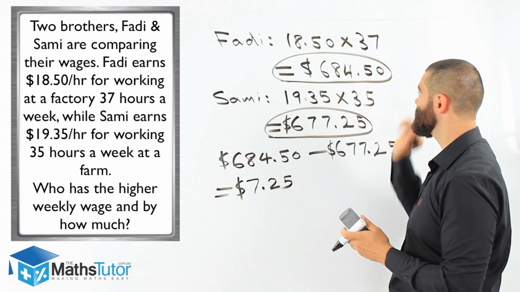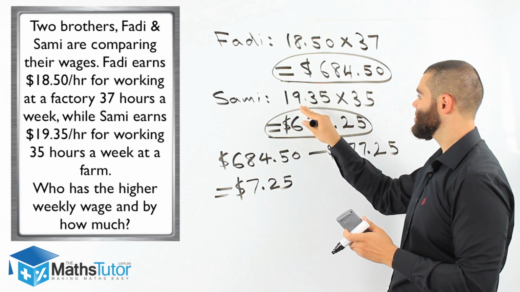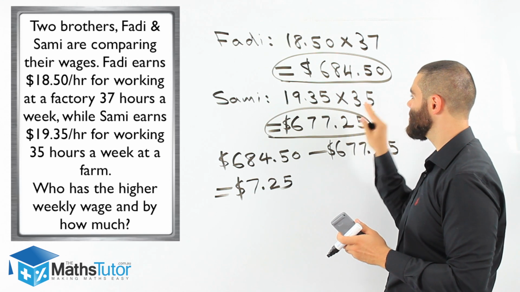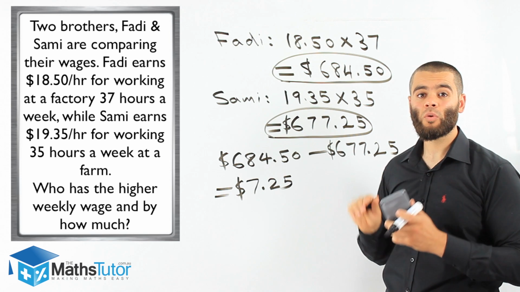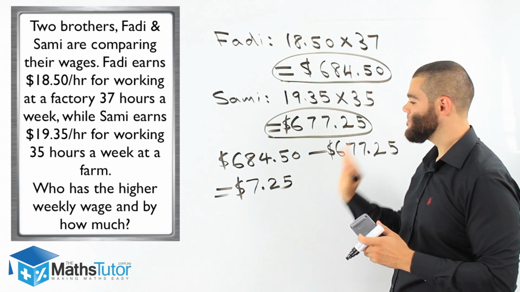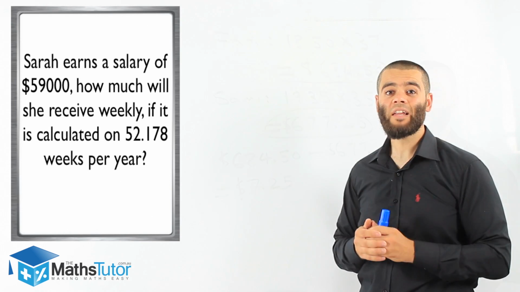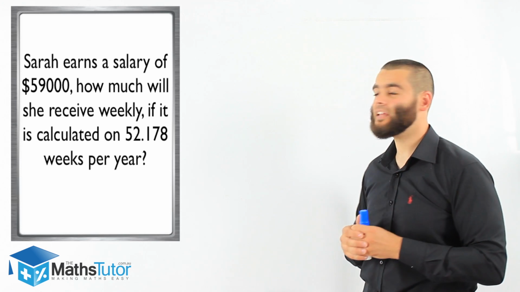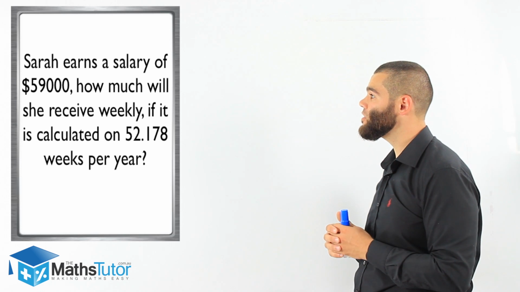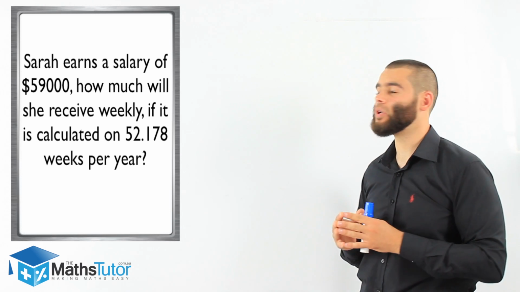He works 37 hours at $18.50 each hour, while Sammy earns $19.35 for 35 hours. So he works and he earns $677.25. So Fadi, clearly he makes $7.25 more than his brother. Let's look at another example. Sarah earns a salary of $59,000. How much will she receive weekly if it is calculated on 52.178 weeks per year?